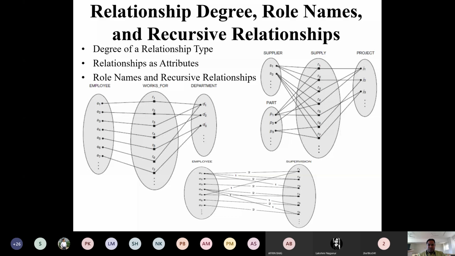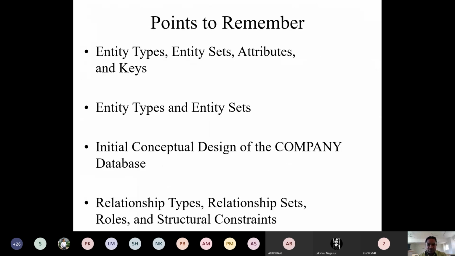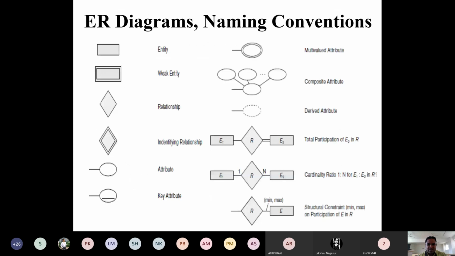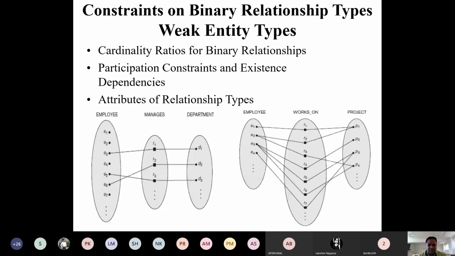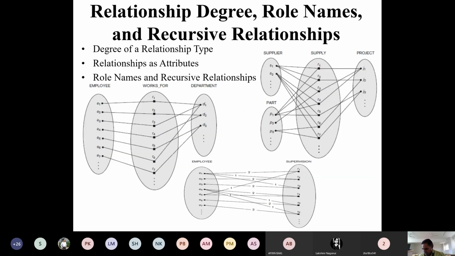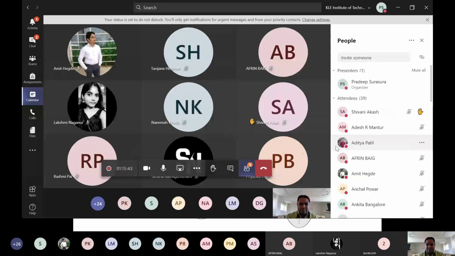So recursive role names are still left out. I think today I talked about things which are required in my further classes. Don't worry. Any doubts before we go? Anyhow, you have time. It's time up for your next class. Any doubts before we close? It's already time up. So thank you very much for today's class. If you have any doubts, you can talk, or I'll just wind up.